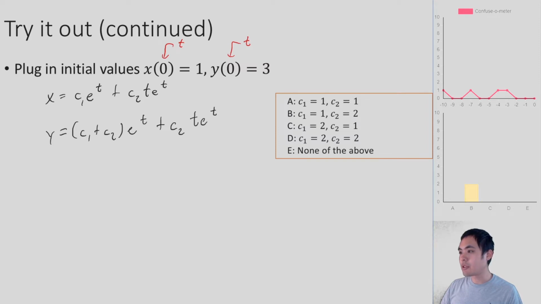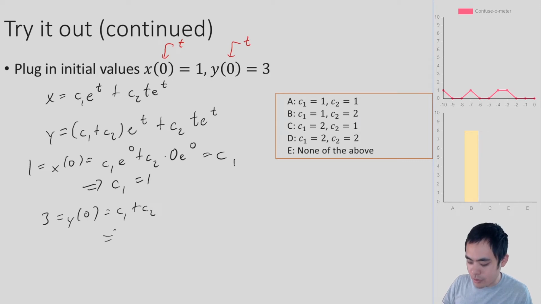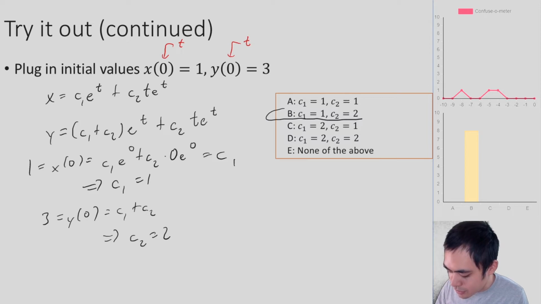Okay, looks like we have a couple of responses. Okay, so let's solve this together. So we had 1 is equal to x of 0 is equal to c1 e to the 0 plus c2 times 0 e to the 0, which is just equal to c1, of course. And so c1 is equal to 1. And in the other case, you had 3 is equal to y of 0, which is equal to c1 plus c2. And so that implies that c2 is equal to 2. And so yes, the answer is indeed B here.